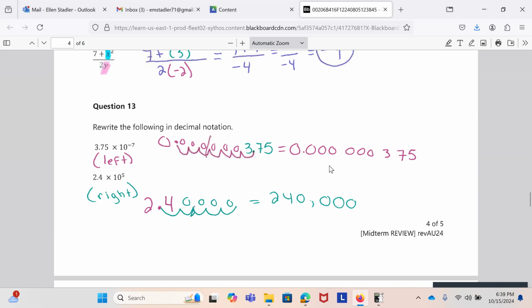Once you do that, you have a 0 point, and then you have 6 zeros, 375. That is not a number I'd like to see in my paycheck, which confirms what I thought it should be. Positive powers I'd like to see on my paycheck.